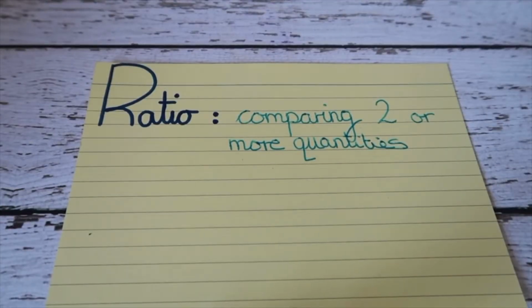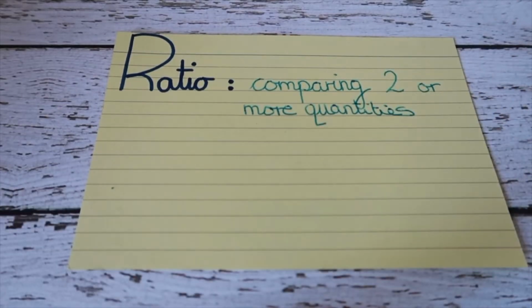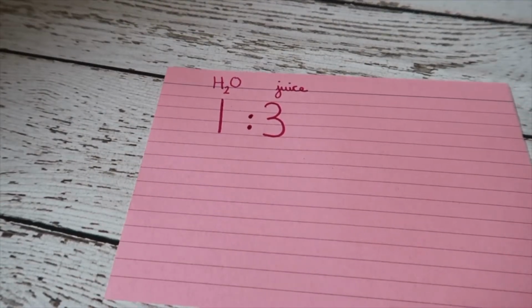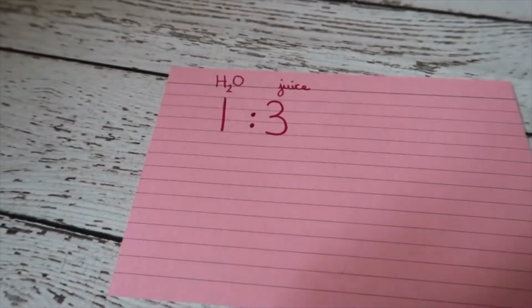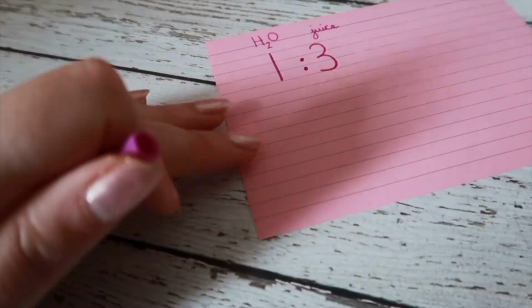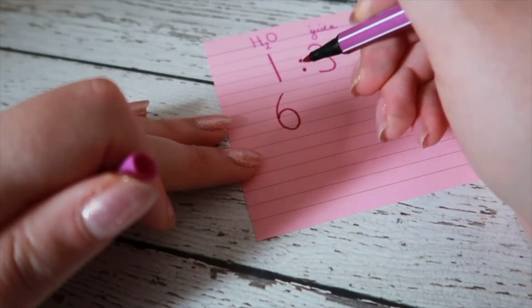A ratio is when we are comparing two or more quantities together. So it's like an amount of something, whether it's a drink, a liquid, or a solid. As an example, let's say I have 1 part water. To every 1 part of water, I want 3 parts juice, whether it's orange juice, apple juice, concentrated juice, or squash. So for every 1 part water, 3 parts juice.